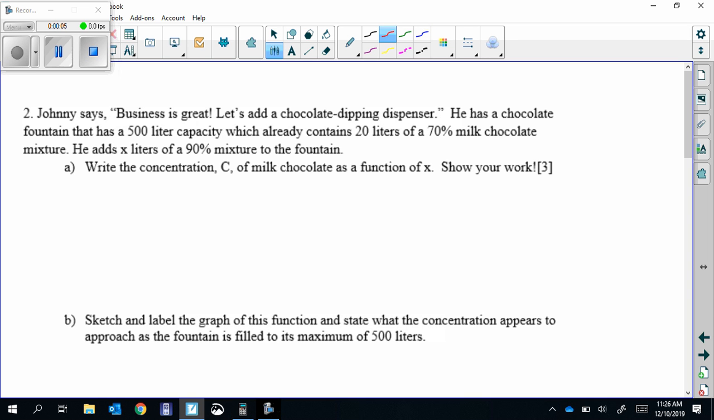Johnny says business is great. Let's add a chocolate dispenser. It's got a 500-liter capacity. It already has 20 liters of 70% milk chocolate. He wants to add 80 or X liters of 90% mixture. So he's mixing together two things to equal a total.